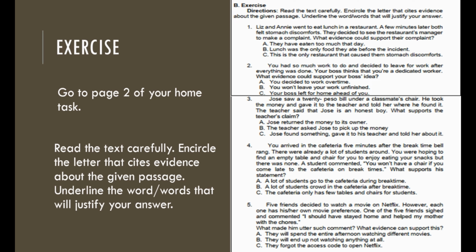The correct answer is letter B. Lunch was the only food they ate before the incident. And the words that will justify this would be "a few minutes later" after they ate. Are you ready to answer the rest? Let's go!